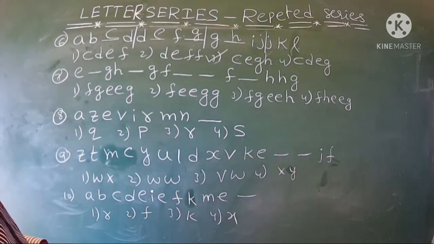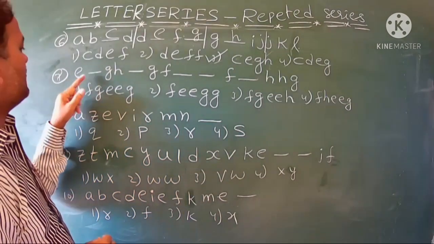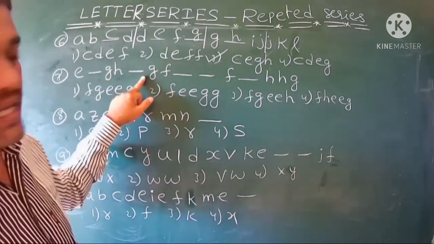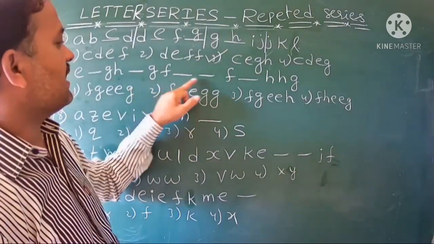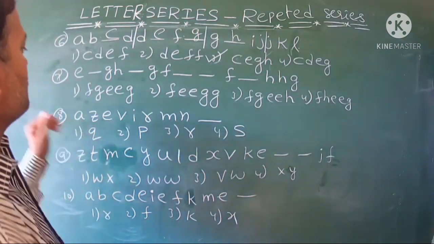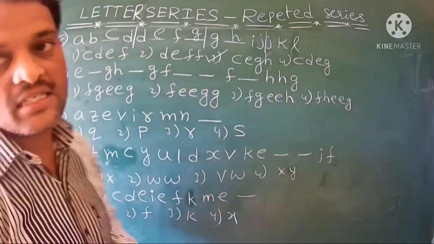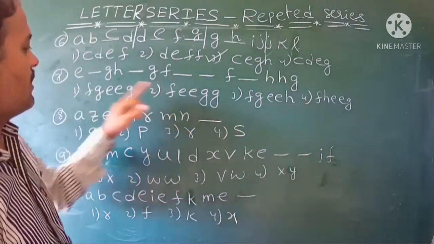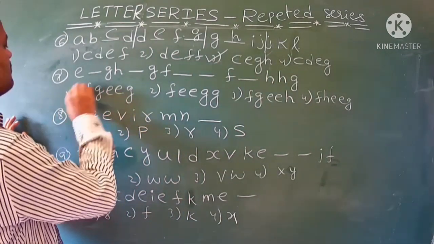Next, the seventh question: E dash GH dash GF dash dash F dash HHG. In this question, among all four options, the first one is the suitable option.